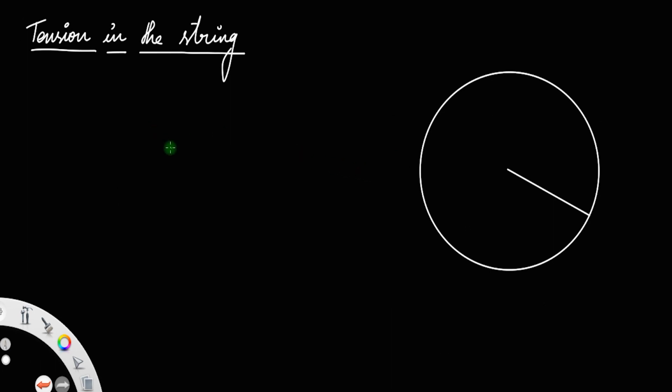Now, how will you find the tension in the string at any point during the vertical motion of a body? Let's consider the same circle with center O. This is the rope and this is the mass M tied at one of its ends. Now the forces acting, let this be the vertical and let this angle be theta.